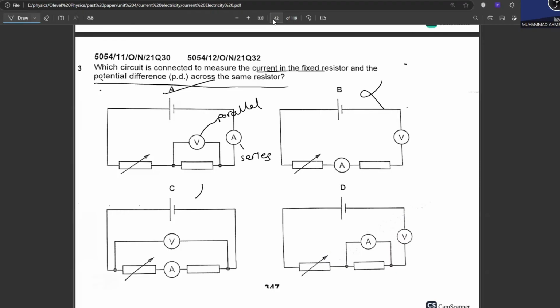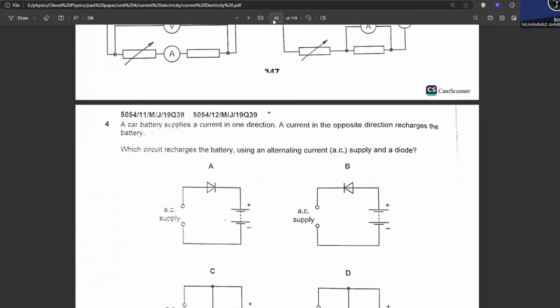B cannot be your answer. C cannot be your answer. D cannot be your answer. Always remember, voltmeters are attached in parallel, ammeters are attached in series.